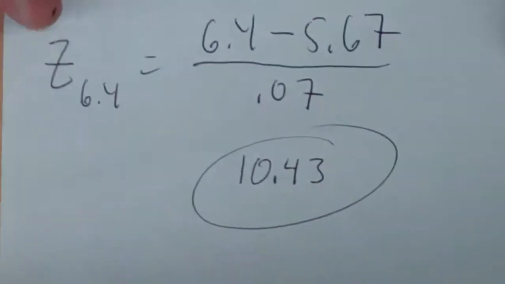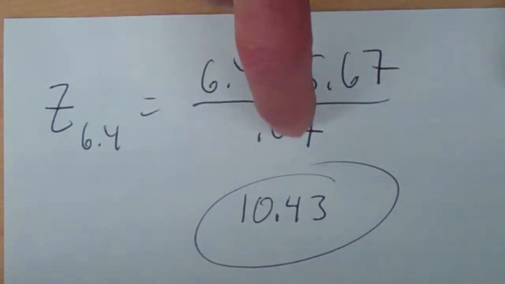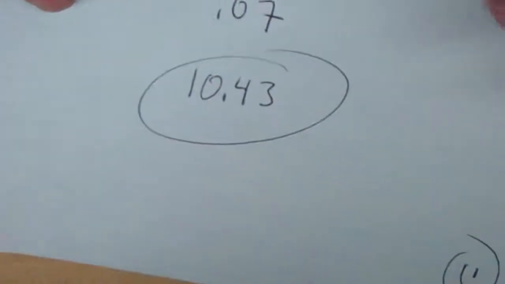Then on the upper side, we took the 6.4 minus the mean divided by the standard deviation, and that's 10 standard deviations above the mean.